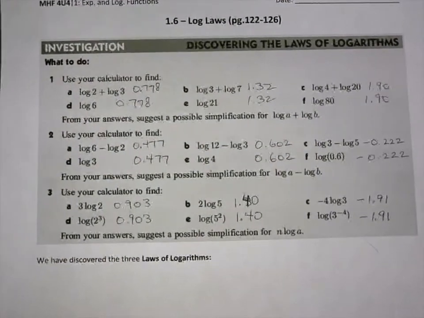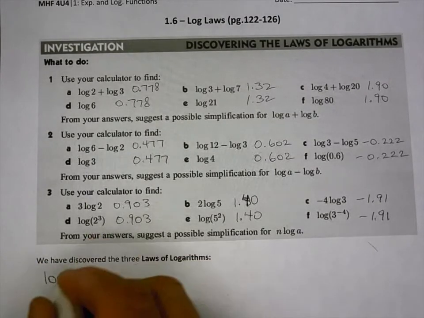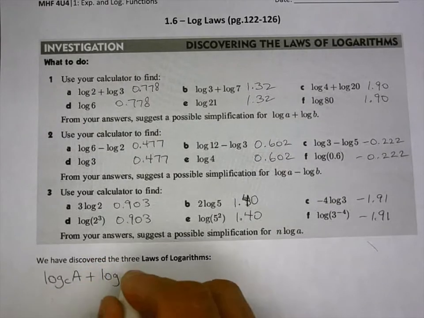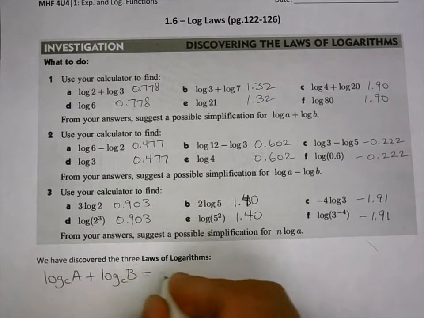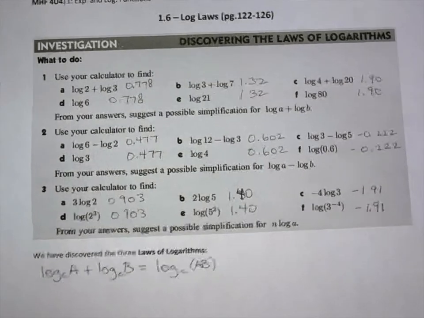So that's my first log law. If you have log A base C plus log B base C, so if you have two logs with the same base, then you can actually just rewrite this as the product of those two arguments, A times B.